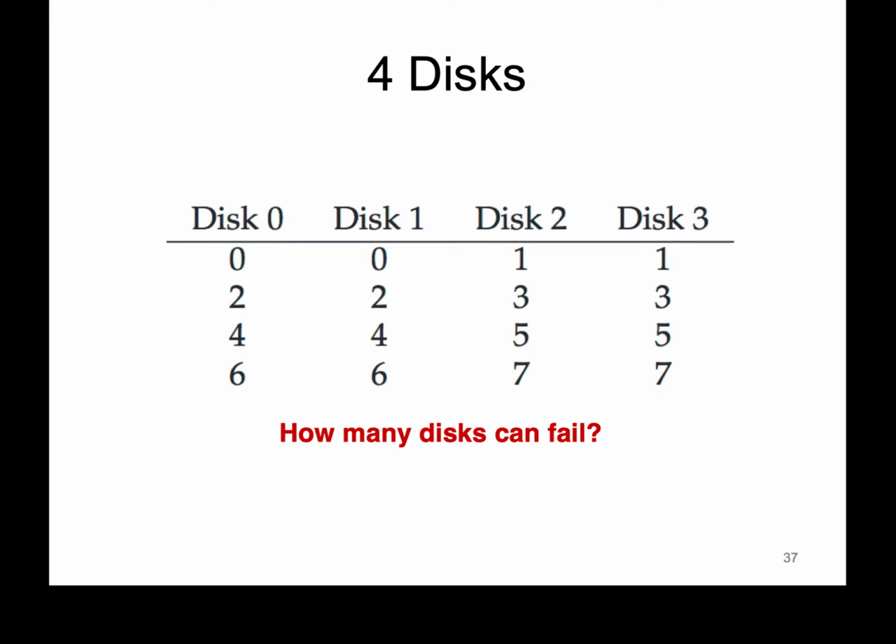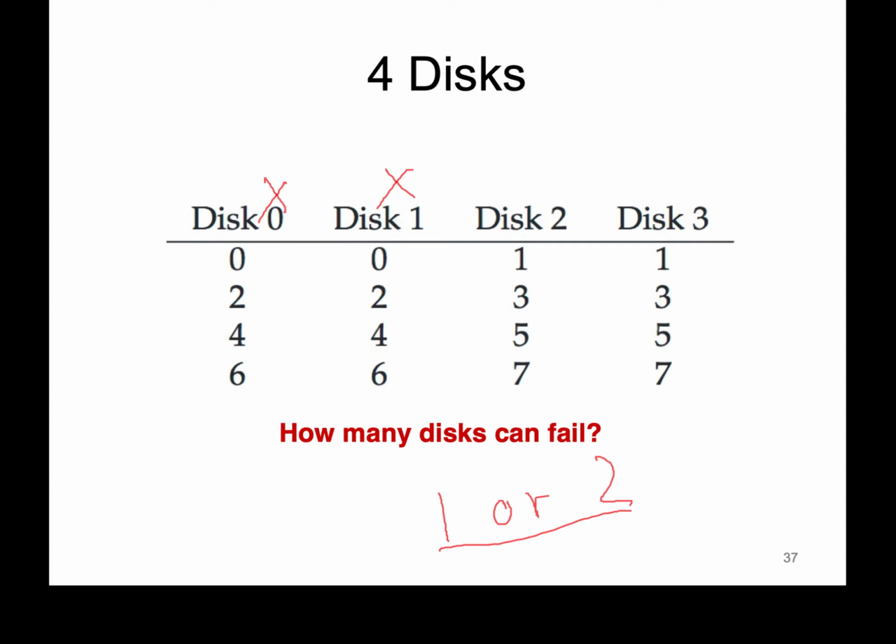So here, basically, the answer depends. It could be either 1 or 2. Why does it depend? Because it depends on which exact disk fails. Let's say both disk 0 and disk 1 fail, so that means we basically lose half of the data, which is not good, right?